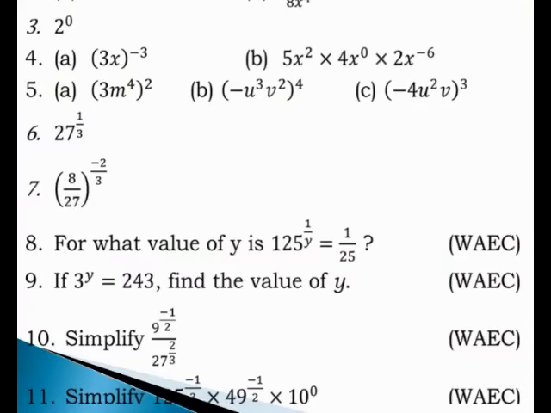Example number 10. Simplify 9 raised to power minus 1 over 2 all divided by 27 raised to power 2 over 3.